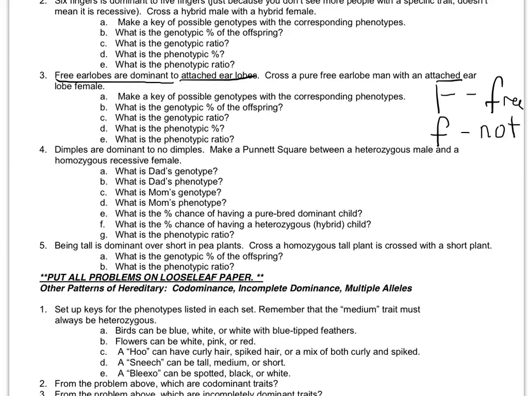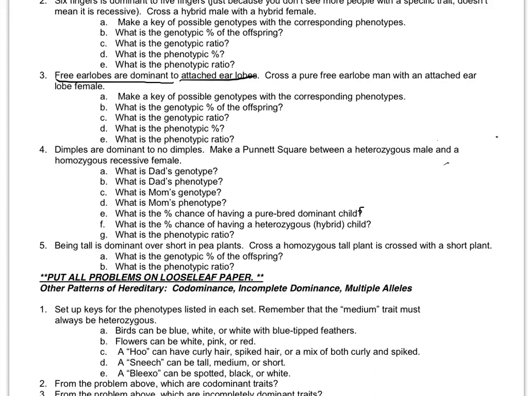Okay, you're going to make a key for the possible genotypes with the corresponding phenotypes. So all you have to do is write the different possibilities. An individual could be homozygous dominant, an individual could be heterozygous, or an individual could be homozygous recessive. This person is going to have free earlobes, this person is going to have free earlobes, and this person is going to not have free earlobes. And erase this.